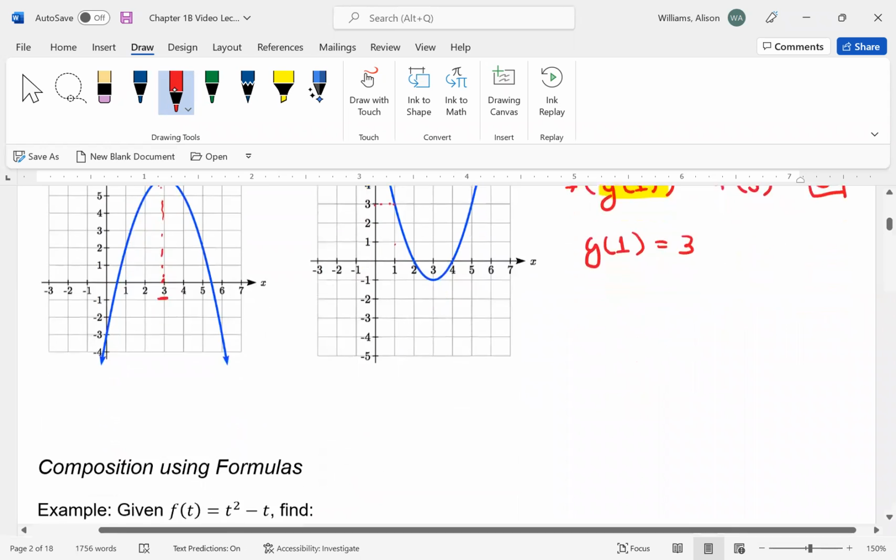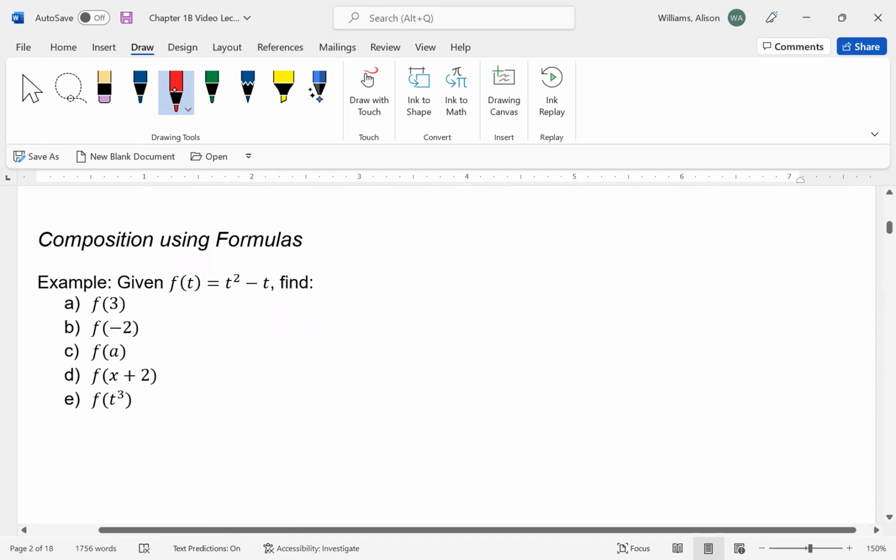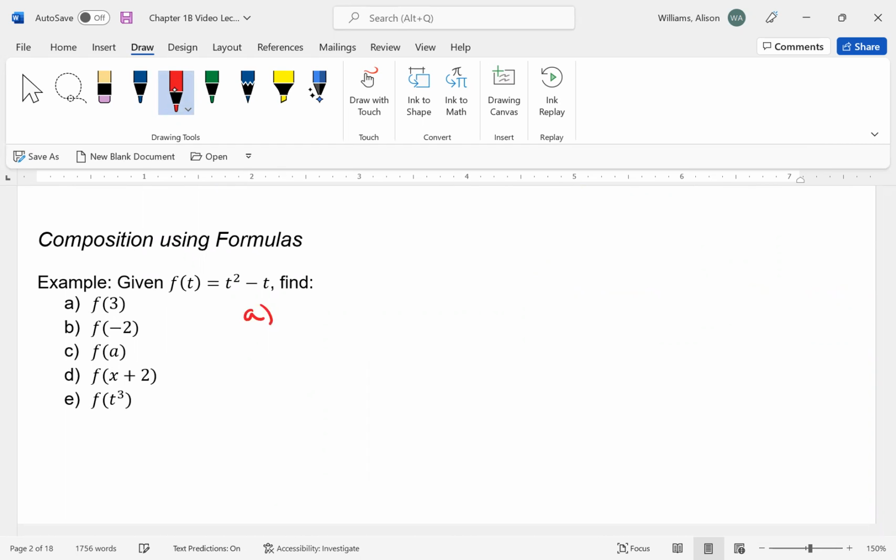Okay, now composition with formulas is a little bit more involved. Before we get to composition with formulas, I want to do a review problem here. Most of you have worked with function notation, but if you haven't, we talked about that at the beginning of the section. So let's look at function notation and let's look at some special examples.